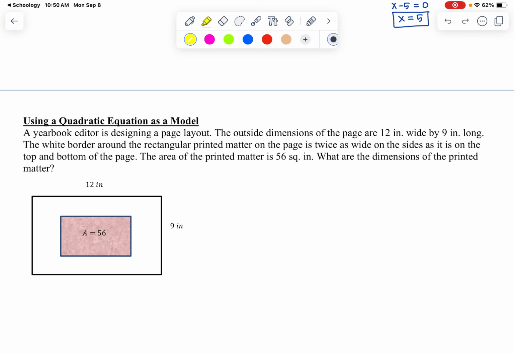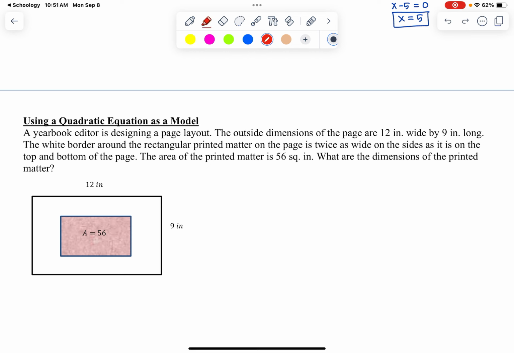So it says, using a quadratic equation as a model. A yearbook editor is designing a page layout. The outside dimensions of the pages are 12 inches by 9 inches, which is represented in that diagram there. The white border around the rectangular printed material on the page is twice as wide on the sides as it is on the top and the bottom of the page. The area of the printed matter is 56 inches squared. What are the dimensions of the printed matter?